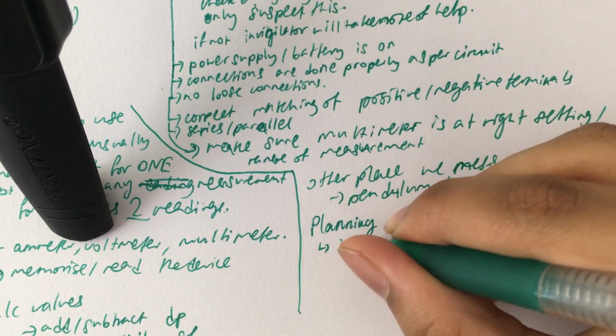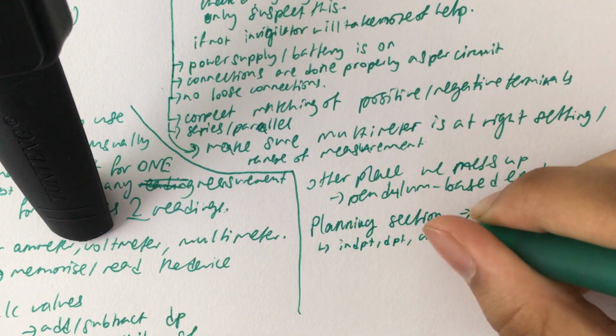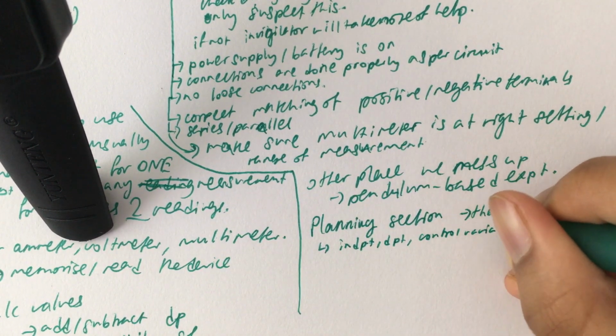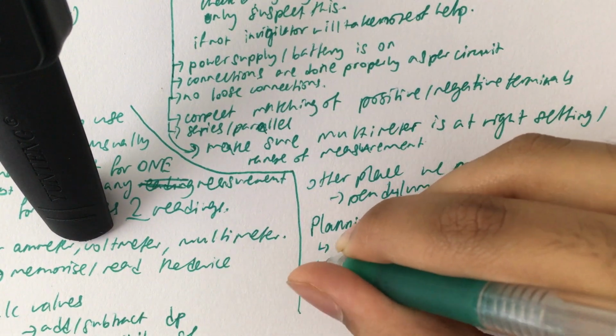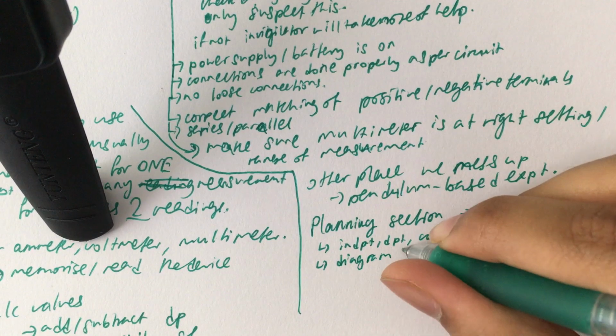And the main thing to take note of in planning is, of course, draw a good diagram. So make sure that you label your diagram well. Of course, if you really have no hope on your diagram, then at least try to draw it to the best of your ability and just write all the labels.